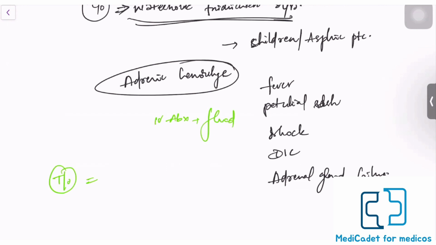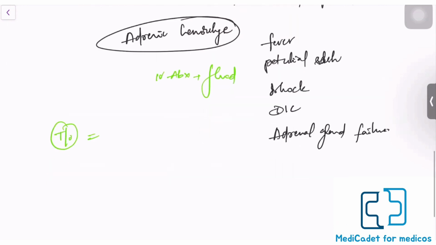For Neisseria meningitidis, what is the first line treatment? It is a third generation cephalosporin like ceftriaxone. Okay.